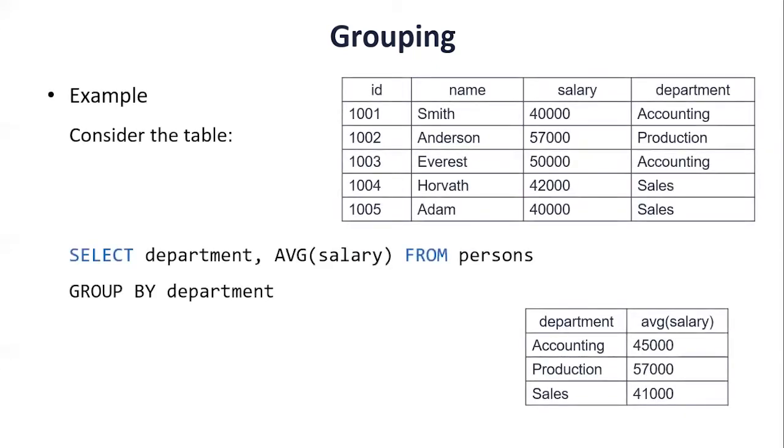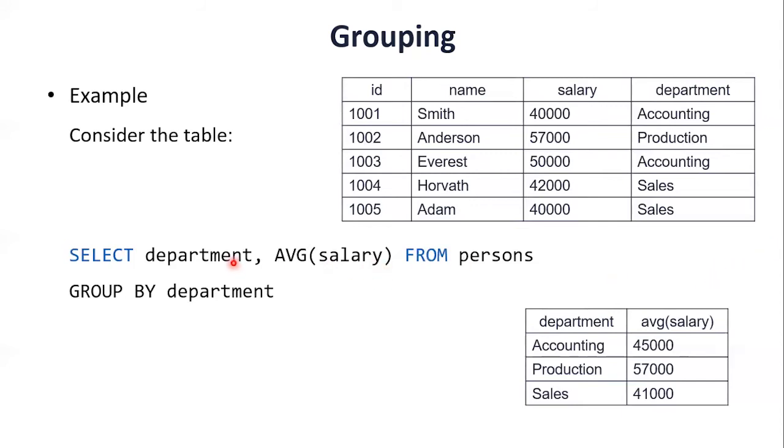So let's consider this table where we have certain information about employees working in different departments. So we have the employee's ID, name, and their salary, as well as the department that they work in. And let's say we want to find out the average salary of an employee in each department. That is where we want to use this group by clause.